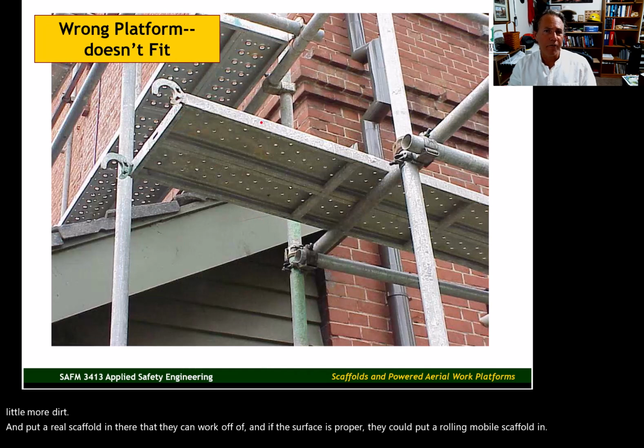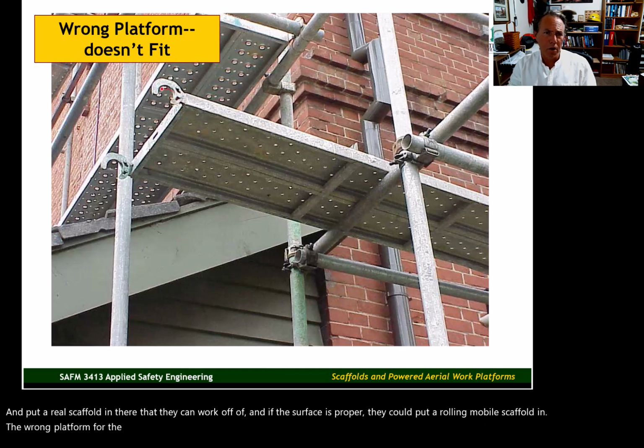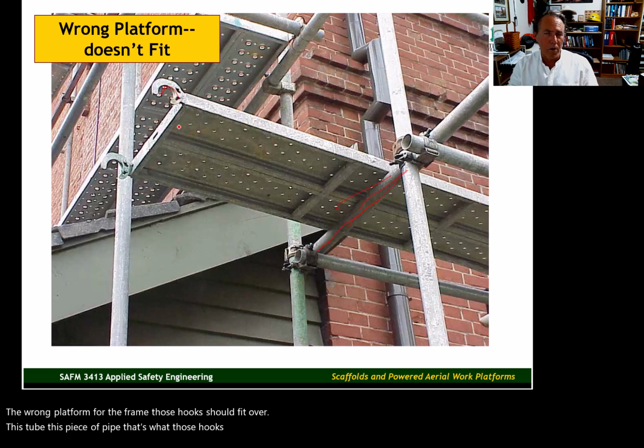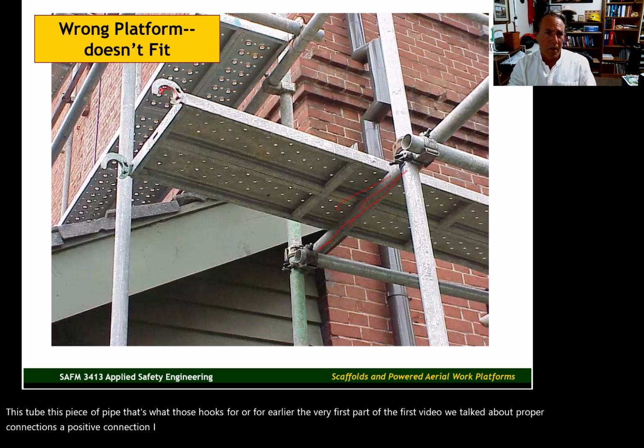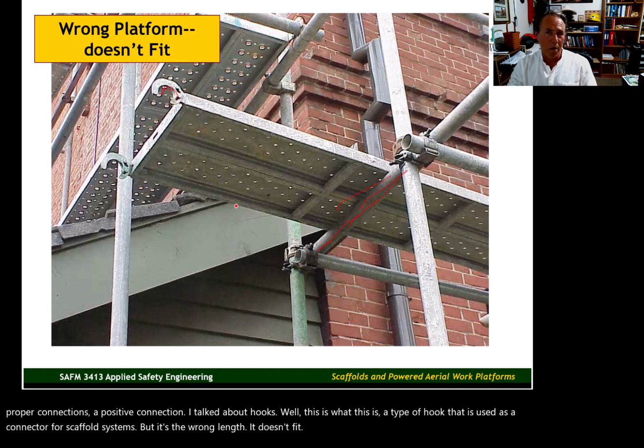The wrong platform for the frame. Those hooks should fit over this tube, this piece of pipe. That's what those hooks are for. Earlier, the very first part of the first video, we talked about proper connections, a positive connection. I talked about hooks. Well, this is a type of hook that is used as a connector for scaffold systems. But it's the wrong length, it doesn't fit. That's a problem.